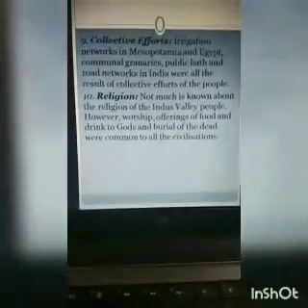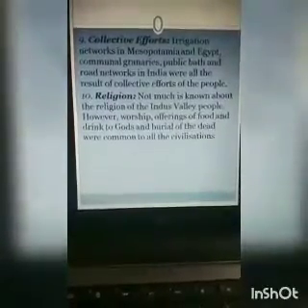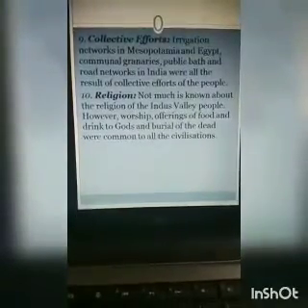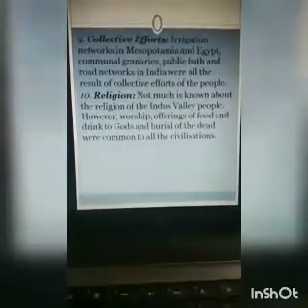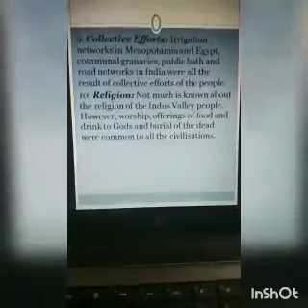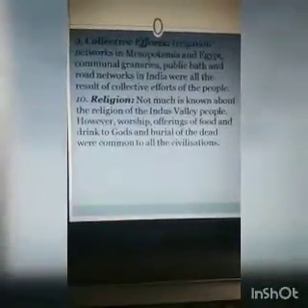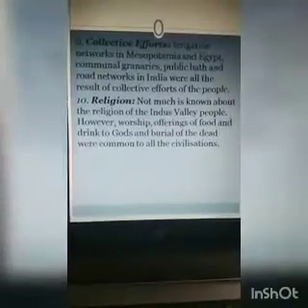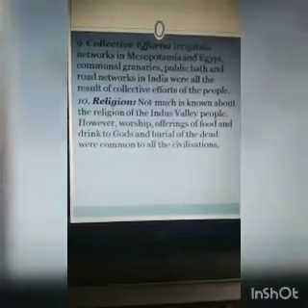The ninth one is collective effort. Irrigation networks in Mesopotamia and Egypt, communal granaries, public baths and road networks in India were all the result of collective efforts of the people. The last point is religion. Not much is known about the religion of Indus Valley people. However, worship, offerings of food and drink to gods and burials of the dead were common to all the civilizations.